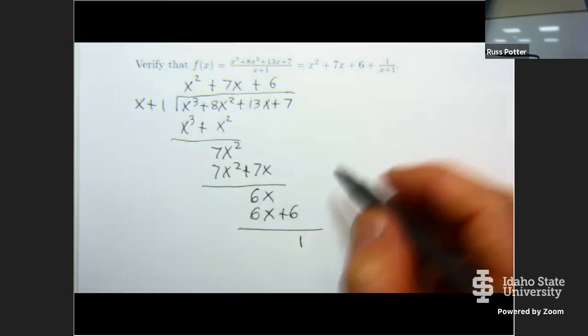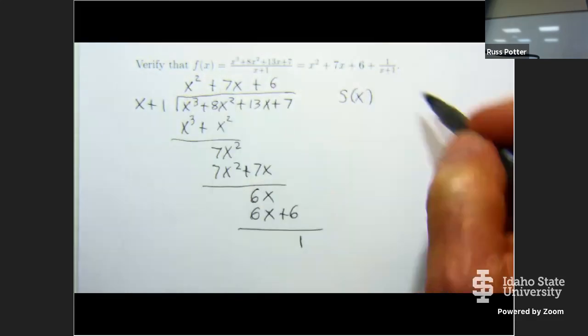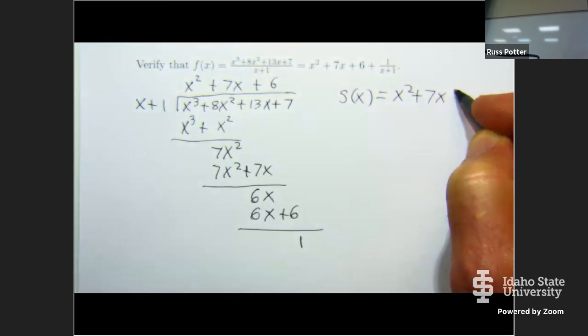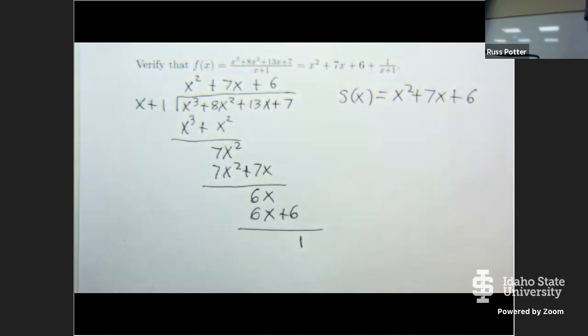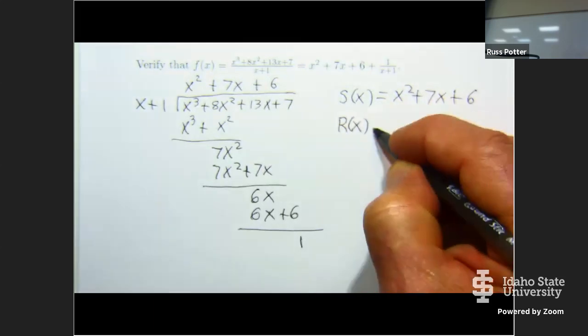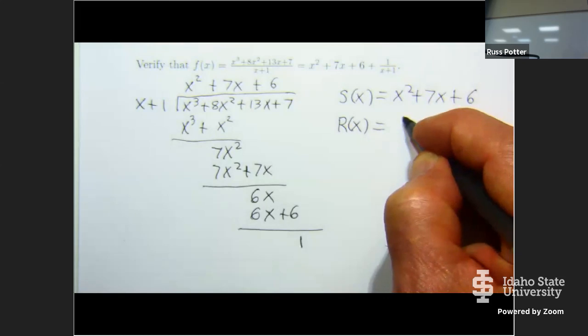Okay, so in this example, capital S of x, that's the quotient, is x squared plus 7x plus 6. The remainder is a degree 0 polynomial, but it's still a polynomial. The remainder is 1.